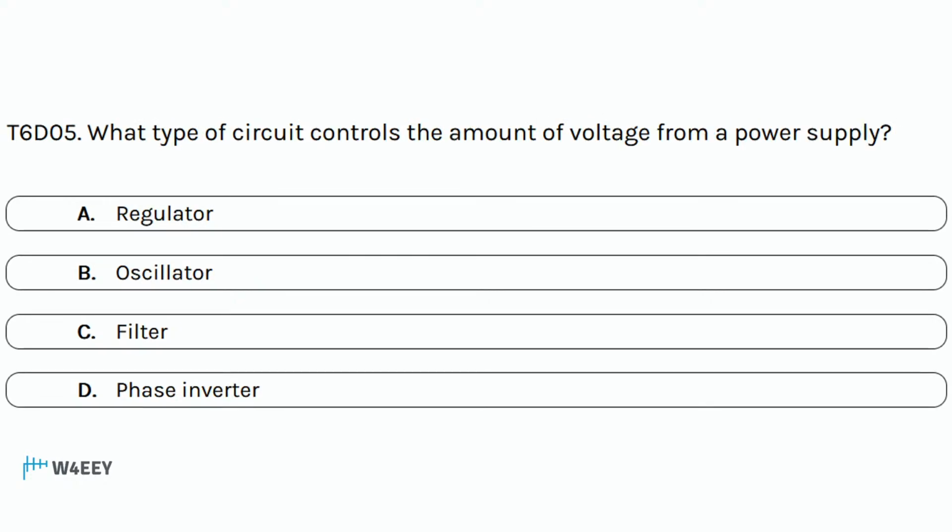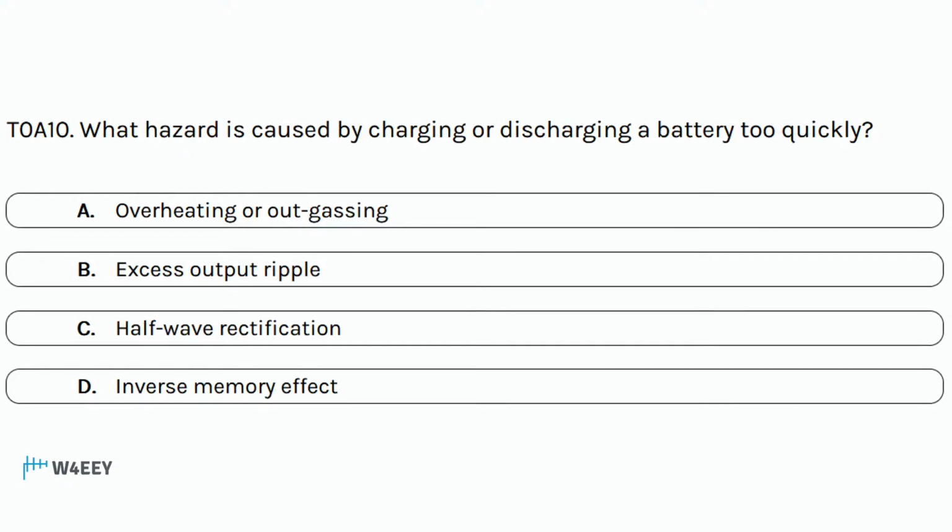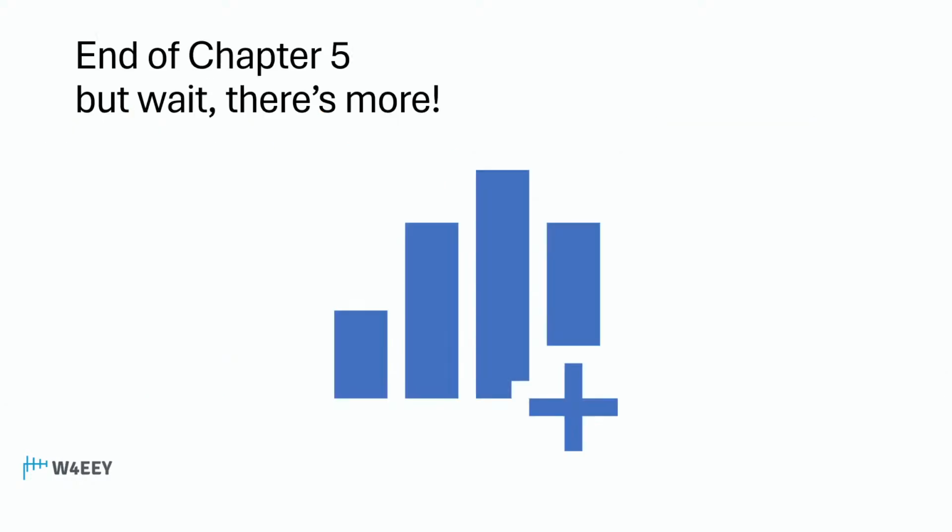And what type of circuit controls the amount of voltage from a power supply? Alpha. Yeah, well, that's what failed in my cheap Chinese power supply, the regulator. So what hazard is caused by charging or discharging a battery too quickly? Alpha. Outgassing, that hydrogen gas, and even heating then. All right? And that, ladies and gentlemen, is the end of Chapter 5.